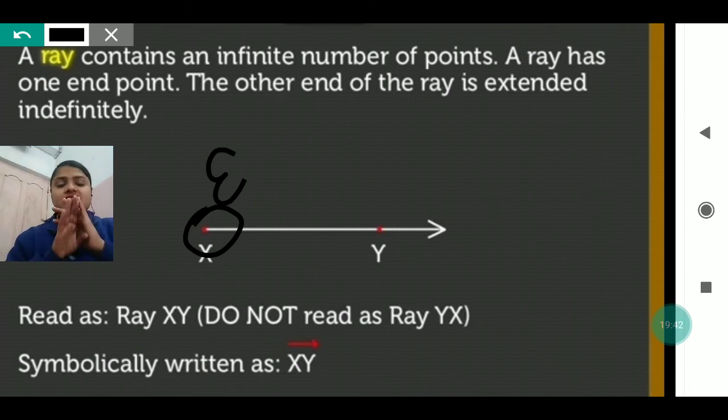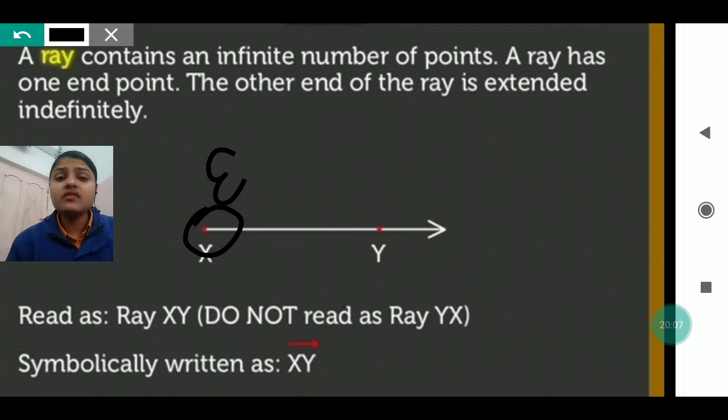It can be extended till anywhere. It doesn't have a fixed length. As you can see with the sun, the rays of the sun, we know the source of the ray is the sun. From the sun the rays are coming, but in which direction it is going, until how much length it is going, that we cannot measure. So that is one example of a ray.